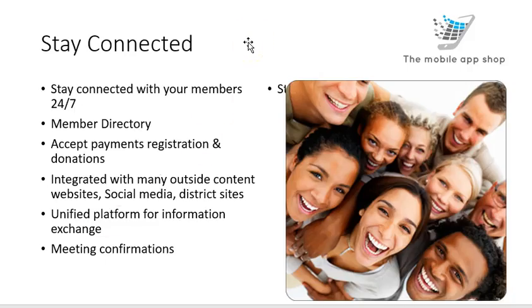So one of the biggest features is push notifications, and this allows us to stay connected with the members of your association. So it's going to put your association in their pockets 24/7. The other big benefit is having a member directory. Isn't it nice if you need to get a hold of another coach, another professional, another person in your organization, that you can actually find a membership directory that has all of their contact information.